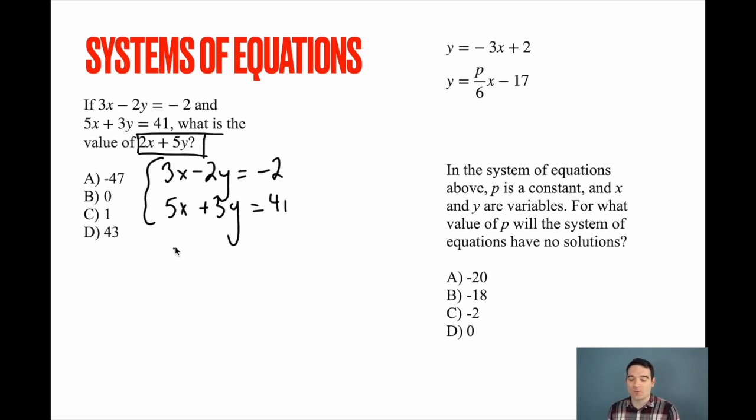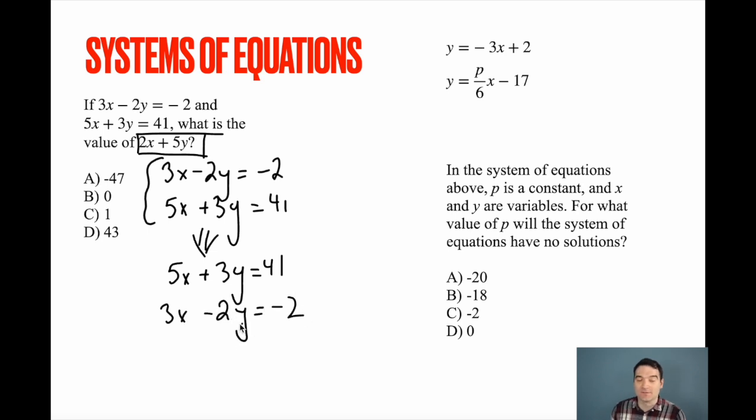Let me flip these equations upside down. It doesn't matter which equation I write first, right? 5x plus 3y equals 41, and 3x minus 2y equals negative 2. Are you seeing it yet? Remember that in the elimination method, I'm allowed to just add or subtract two sides of an equation together.